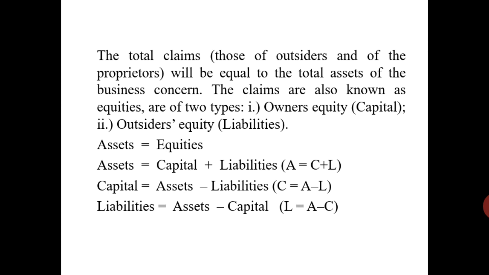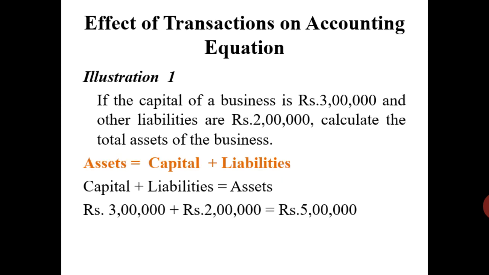Equities are further divided into two parts, capital and liabilities. Capital shows the owner's equity and liabilities show the outsider's equity, meaning external funds. So here you can see the accounting equation: assets are equal to capital plus liabilities. That shows the accounting equation. Now, the effects of transactions on the accounting equation.